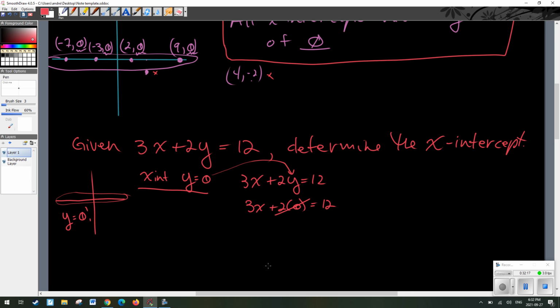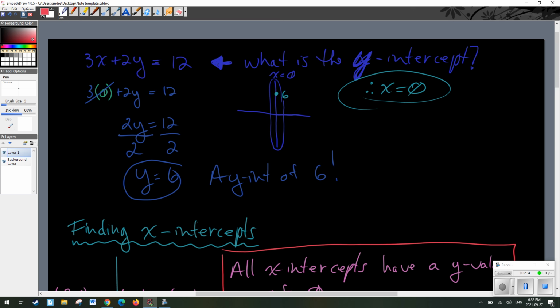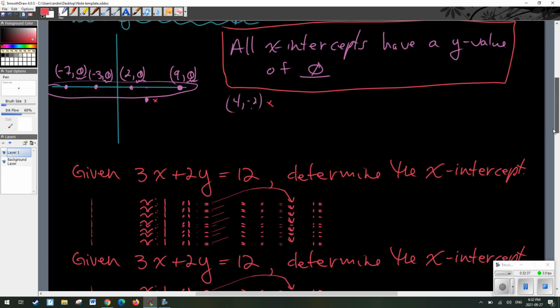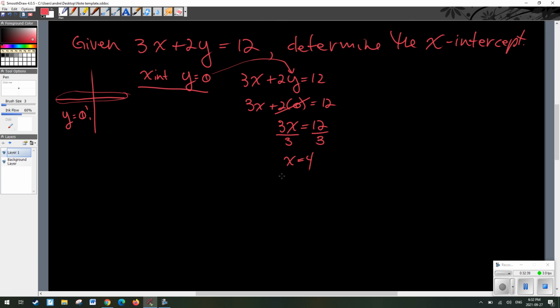Those guys are going to go away. So we're going to have 3x equals 12. I don't want 3x, I just want x. So I'm going to divide by 3, and we're going to get that x equals 4. So look what we've got. From earlier on, we found that the y-intercept of that was 6. Okay, so this is our x-intercept, and we know that y equals 6 is, of course, the y-intercept.